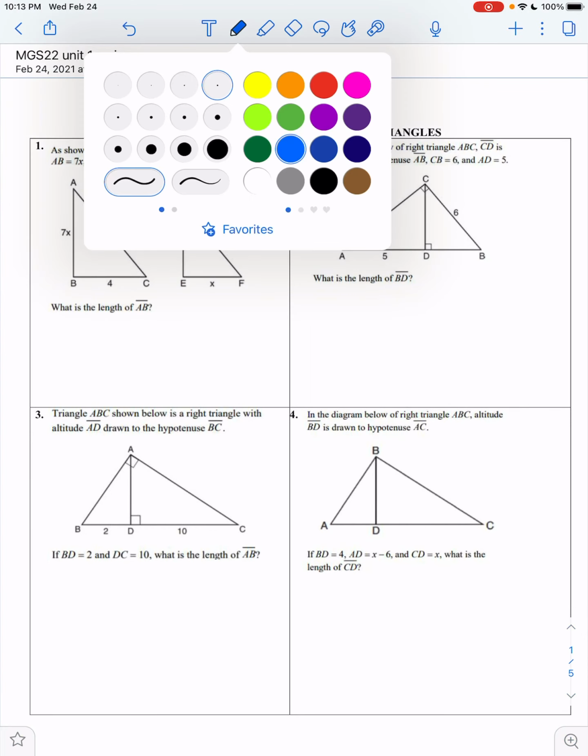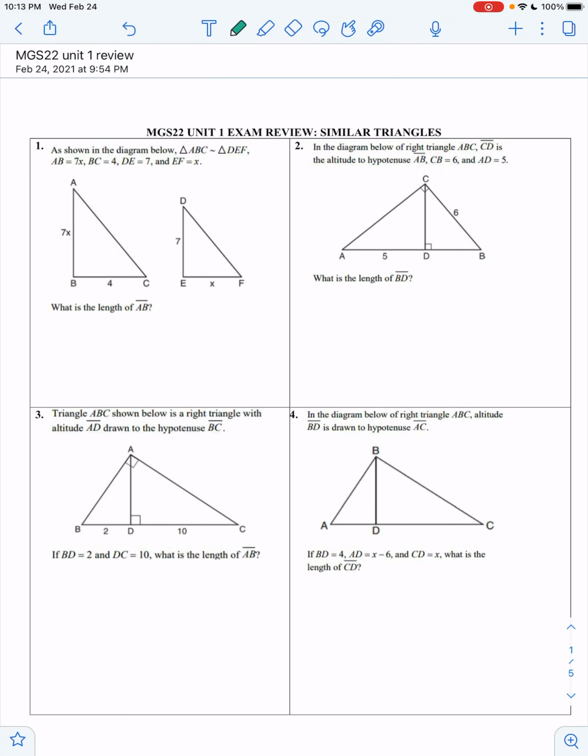Okay, so let's start with page 1 of our review sheet. Let's start with number 1. As shown in the diagram below, triangle ABC is similar to triangle DEF. Something I like to do is highlight the pieces that are going to be similar.